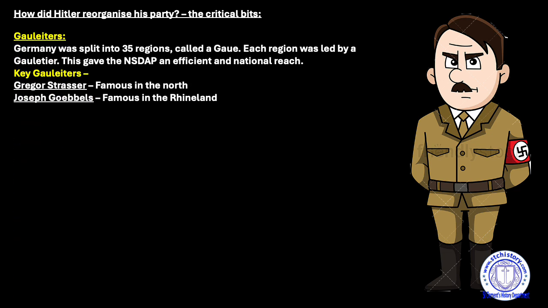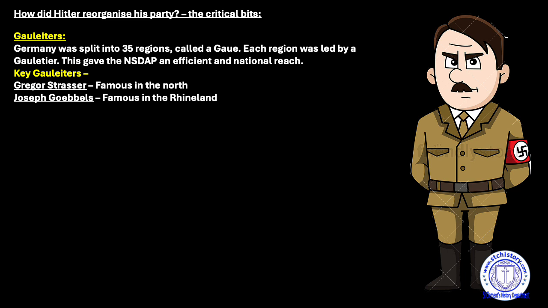All right, so the first thing that they do after the Munich Putsch as part of this rebranding is they introduce Gauleiters in Germany. So Germany is split into 35 regions. Each of these regions is led by a Gauleiter. All right, so this gives the NSDAP a national reach.